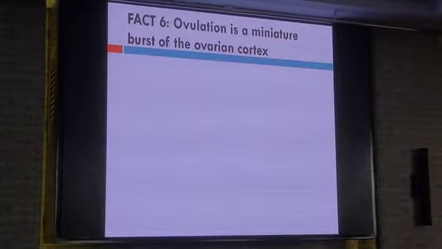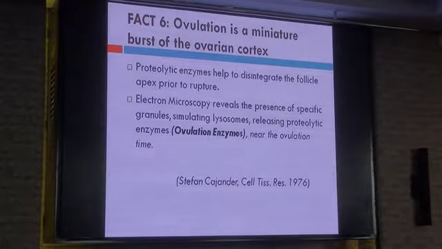Fact 6, and this is the most important one: ovulation is actually a miniature burst of the ovarian cortex. Every month, the ovarian surface bursts, it explodes a bit to release the oocyte, and then this burst has to heal and close itself back again. This is attained through the effect of proteolytic enzymes that help to disintegrate the follicle apex prior to the rupture.